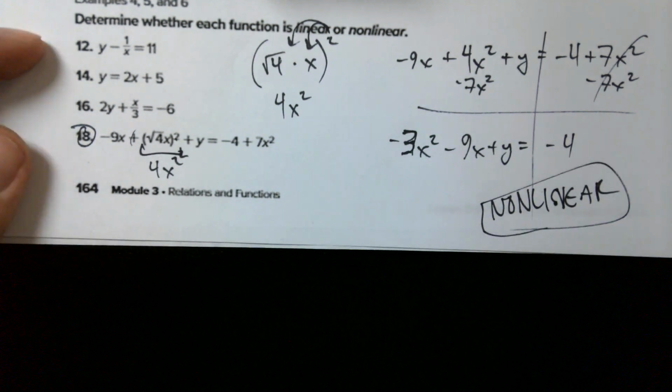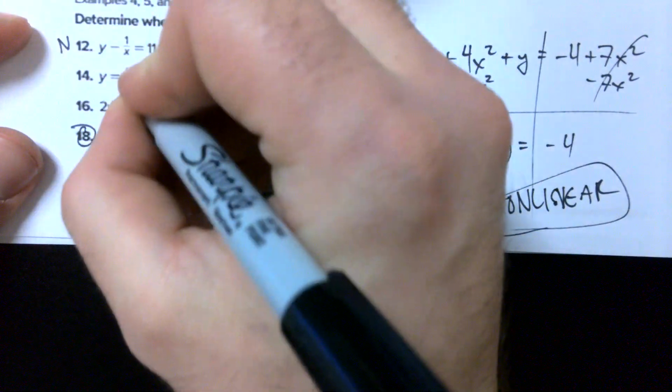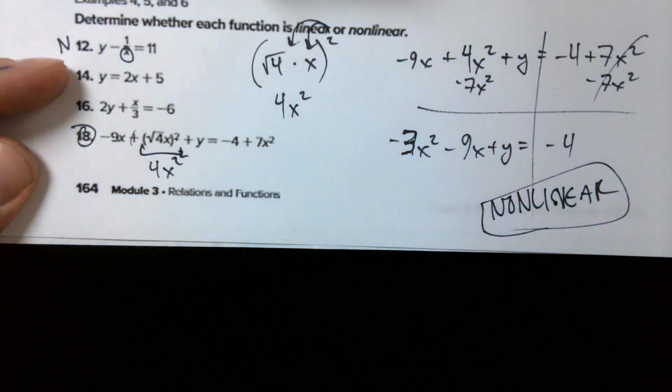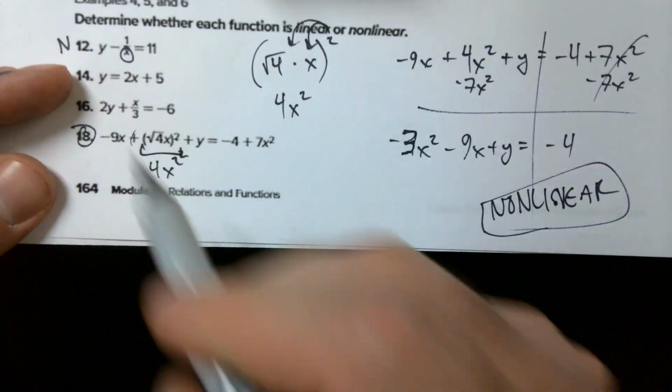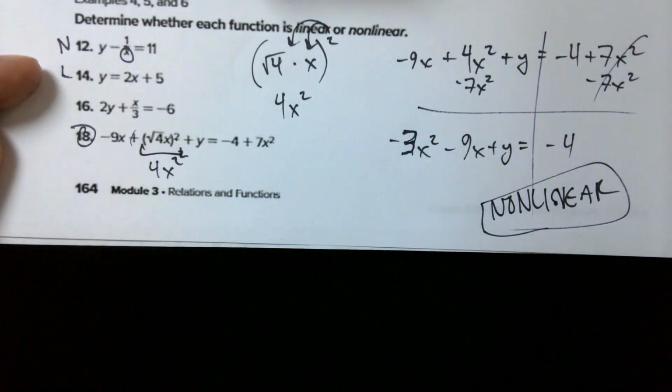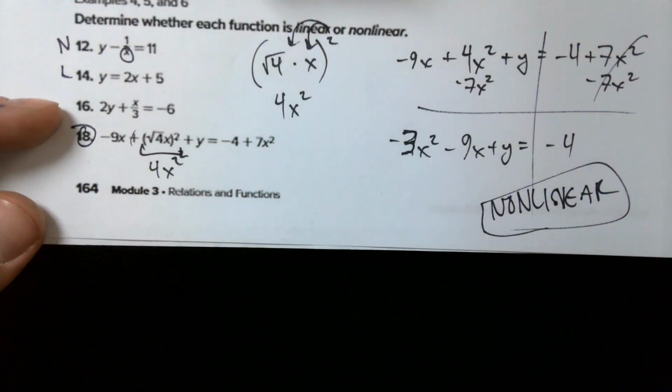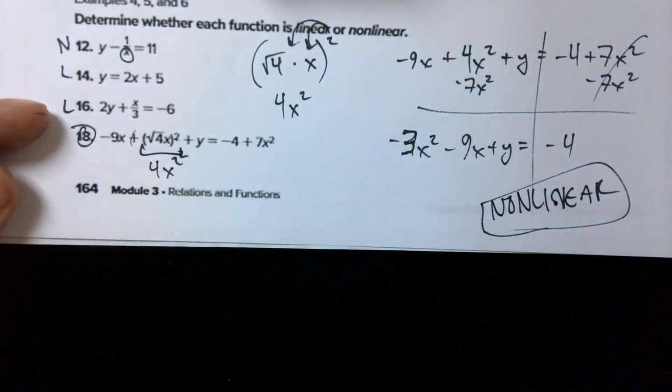Okay, what'd you guys get for number 12? Linear or non-linear? Linear. Wait, no, non-linear. Non-linear because I have a variable in my denominator. Right? What about number 14? Definitely linear. Right? That's y equals mx plus b. That's as linear as it gets. What about number 16? Linear. Linear or non-linear, number 16? Linear. Good. Yeah, Precious.